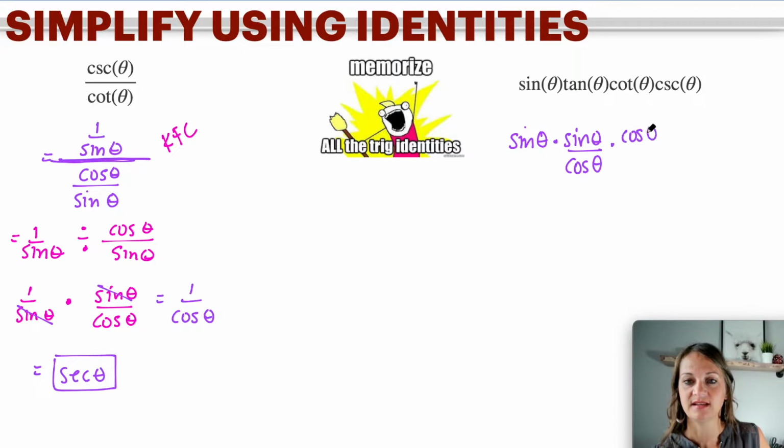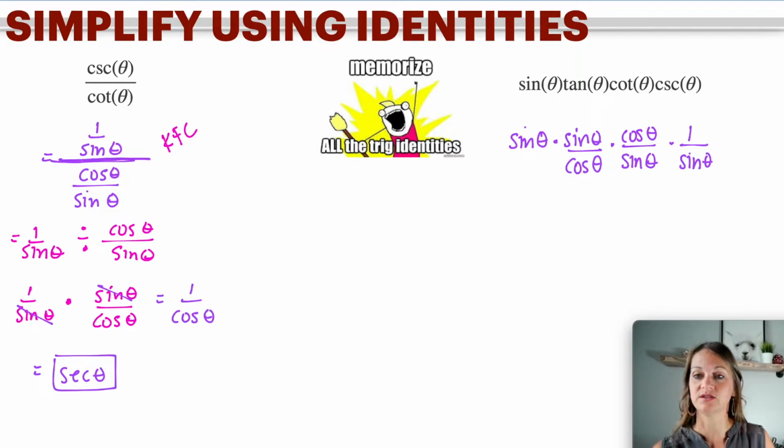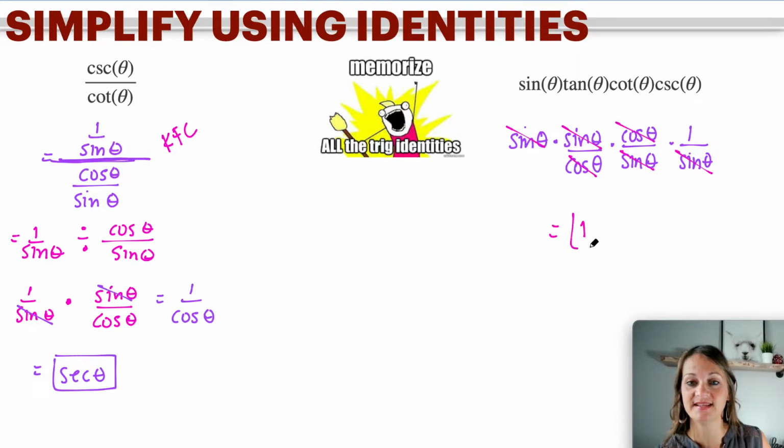Cotangent is the quotient identity of cosine over sine, and cosecant is 1 over sine. And now let's see what all will cancel. I have a sine in the numerator and denominator. They divide out. I have another sine divided by sine, and I have another cosine divided by cosine. So our answer is, again, the number 1.